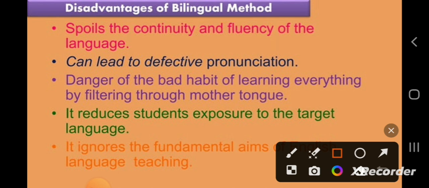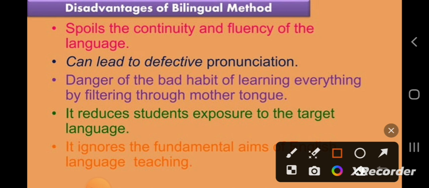Can lead to defective pronunciation. Using the native language may lead to interference with the pronunciation of the target language, as students might carry over pronunciation habits from the first language.